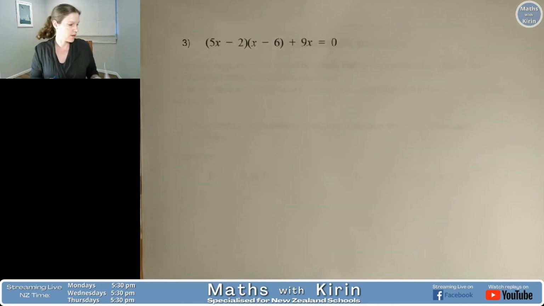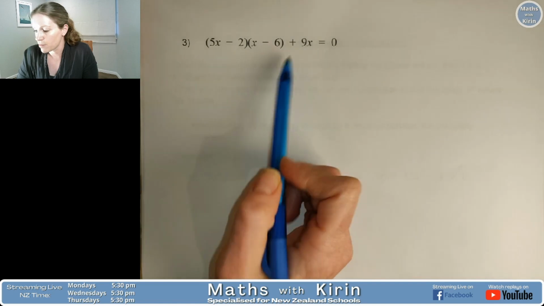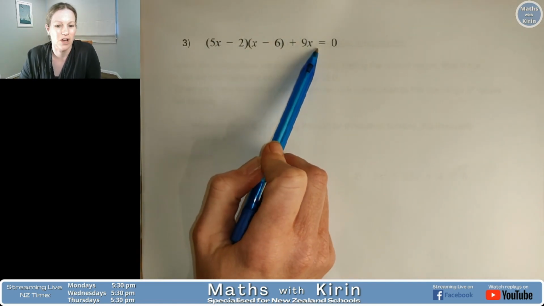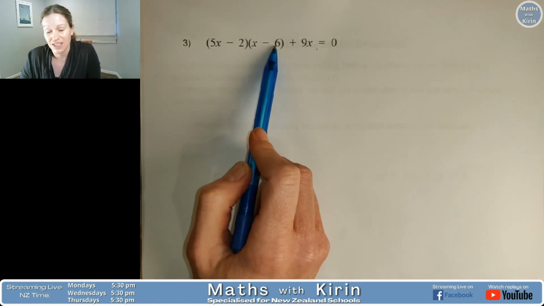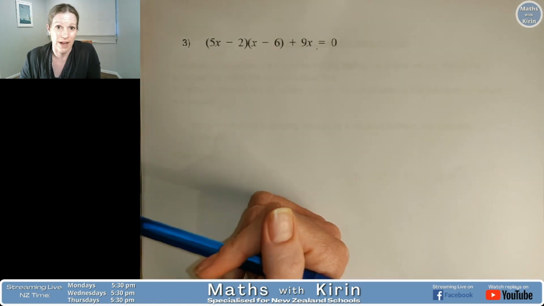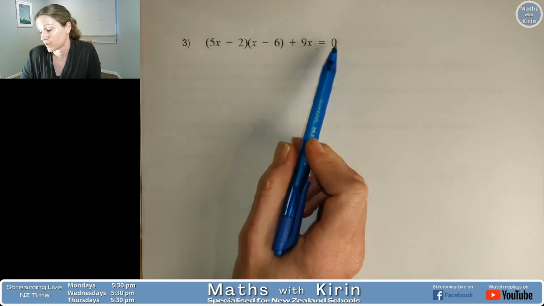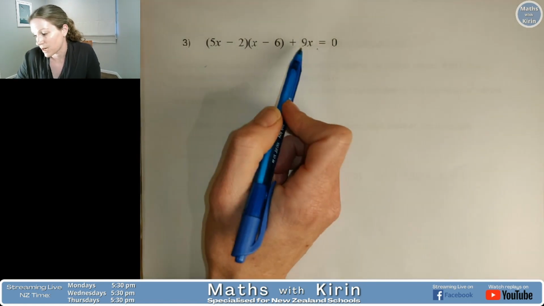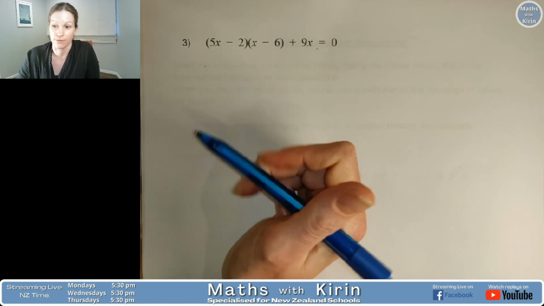And one more example for this. A little bit more going on. We've already got something factorised, but because we have this positive 9x, we're going to need to expand first, collect all of our like terms, and then see if we can refactorise. So we're already equal to 0, so we don't need to worry about that. So expand out, simplify, see if we can refactorise.